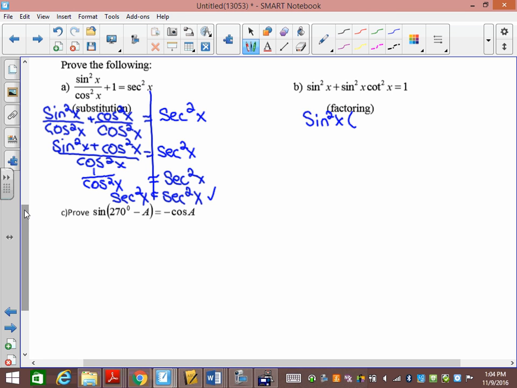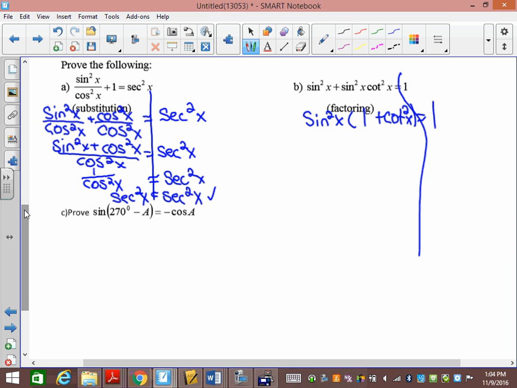Now this is the catch that people mess up. When I take a sine squared x out of sine squared x, what am I left with? 1, not 0. It doesn't just cancel off, which some people do. Sine squared x divided by sine squared x is a 1. Plus, when I take a sine squared x out of sine squared x cotan squared x, I'm just left with a cotan squared x. And it equals 1.